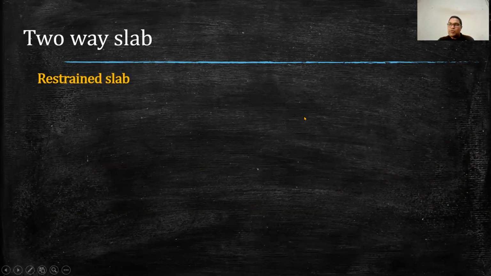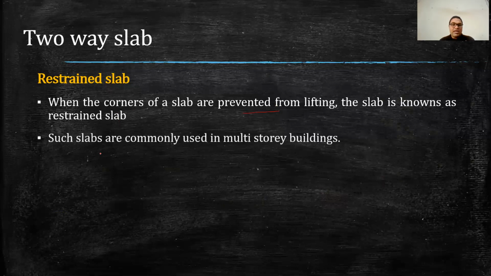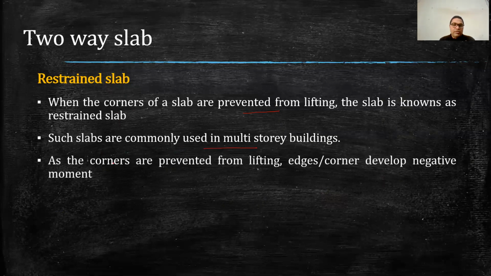Now, if we discuss more about the restraint slab, when the corners of the slab are prevented from lifting, the slab is known as a restraint slab. And this slab is commonly used in multi-story buildings. Also, as the corners are prevented from lifting, edges or corners develop negative moments. As we are preventing the corners from lifting up, a moment will be generated at the corner or at the edges that is known as a negative moment. We will see in the next slides how this negative moment will develop.